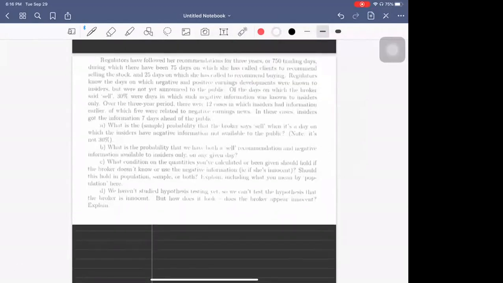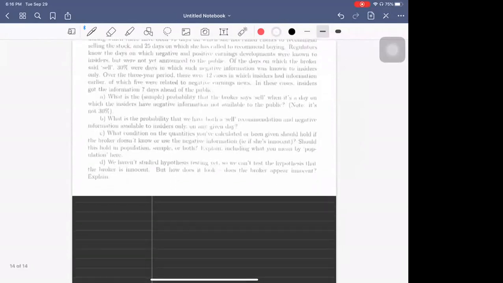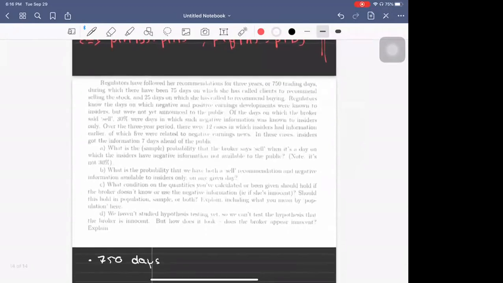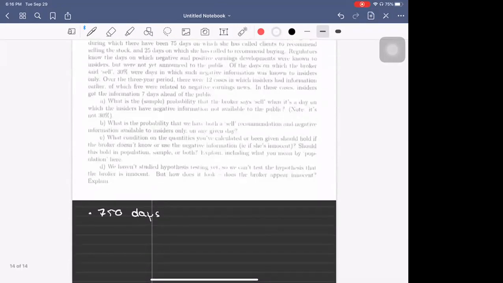So we have the regulators that follow the woman's recommendation, the specialist, for 750 days, during which 75 days she called her clients to recommend selling the stock. So 75 days, she says to her clients, sell the stock. That means that the probability that the woman, the specialist, tells her clients to sell is equal to 75 over 750, which is 0.1.